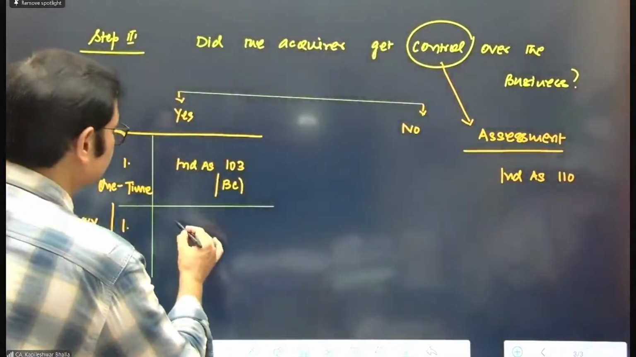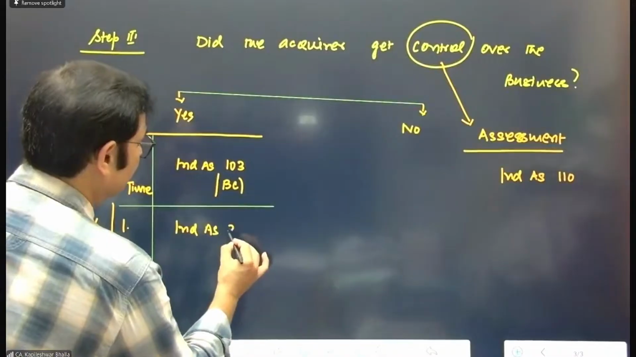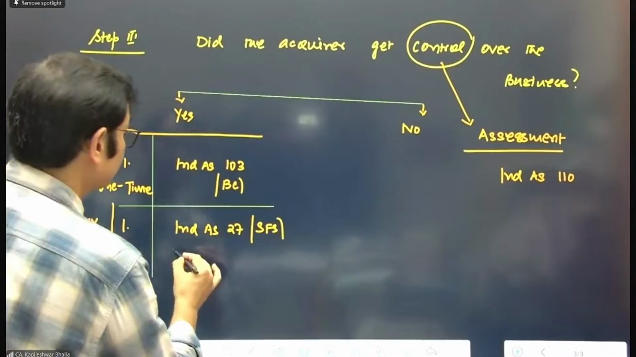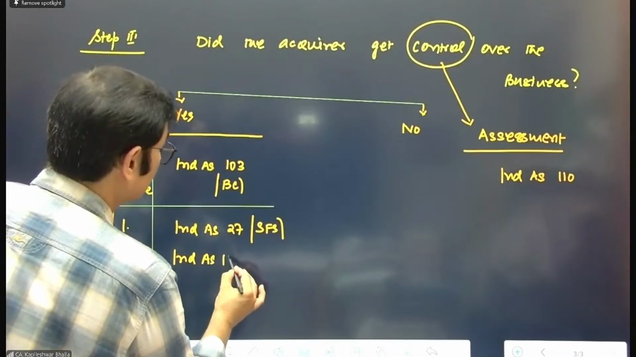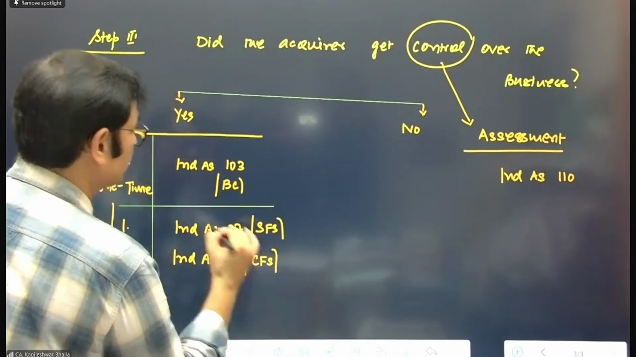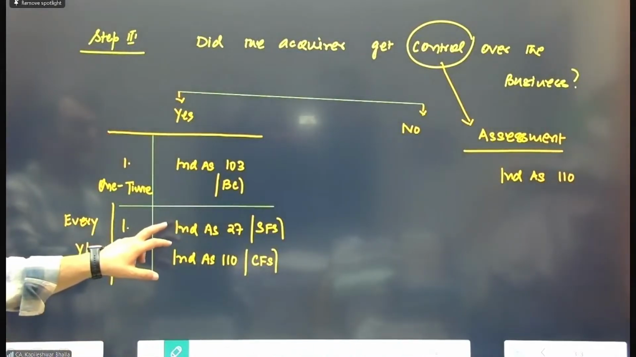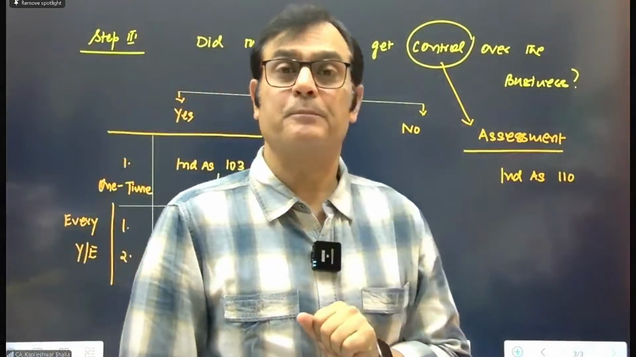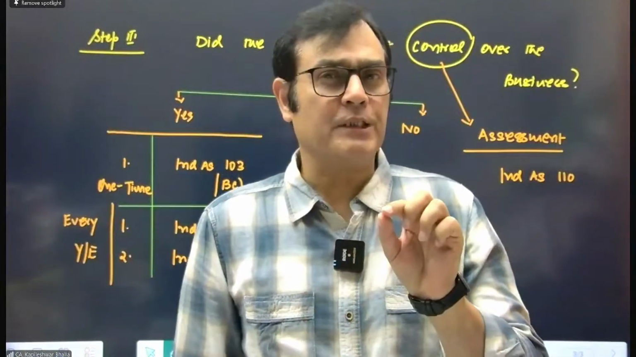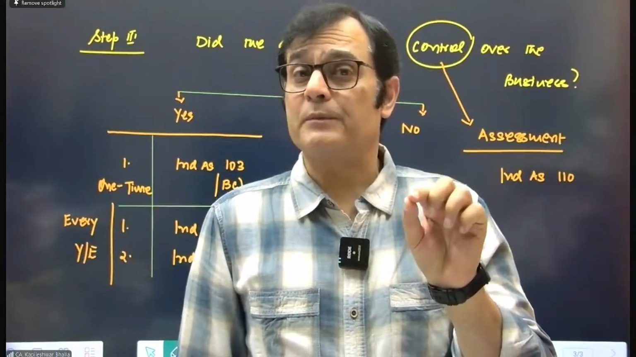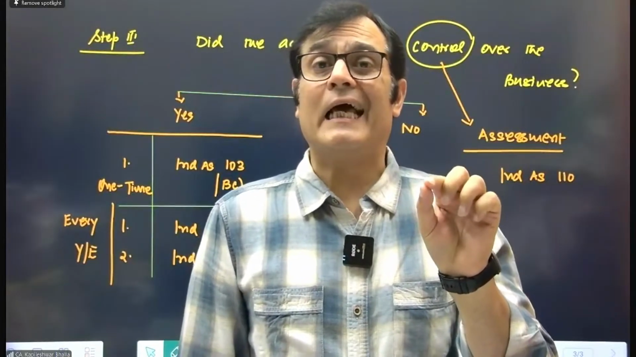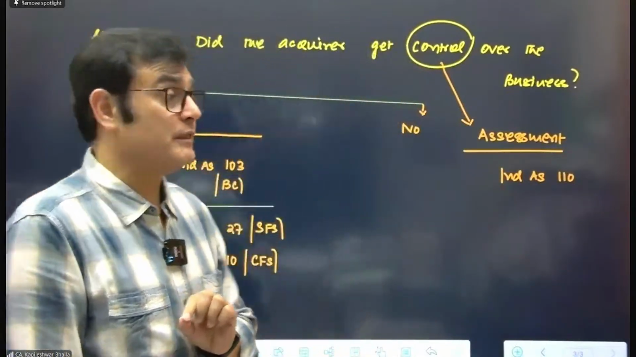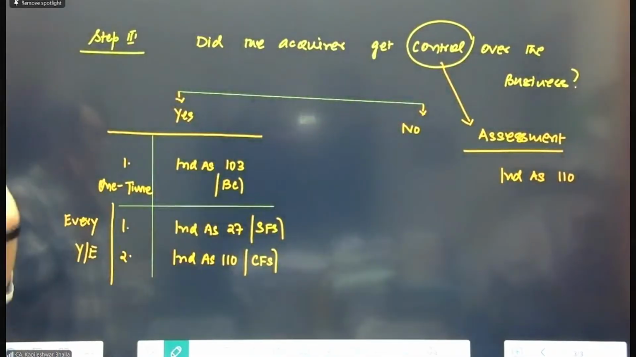And then there are two standards to be applied every year. One is Ind AS 27, which is on separate financial statements. And one is Ind AS 110, which is on consolidated financial statements. Because every year, A Limited in my example, being a parent because it gets control, becomes a parent of the acquiree. So in this case, it would be preparing separate financial statements where the investment is recorded at cost or fair value. And every year, there is going to be a preparation of the consolidated financials as per Ind AS 110.